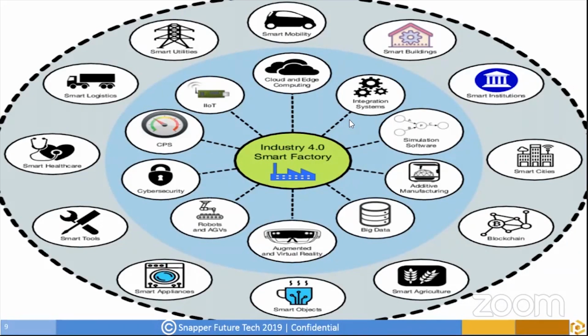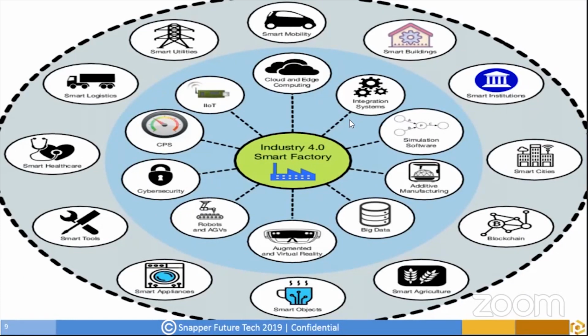Okay, so I'll take some of the technologies just to give you an overview: cloud and edge computing, integration systems, simulation software, additive manufacturing, big data, augmented and virtual reality, and so on. These are the prominent technologies in Industry 4.0. As I told you, the Industrial Revolution is all about the different technologies born in different timelines, which enhanced human lives. First of all, it made human lives better.